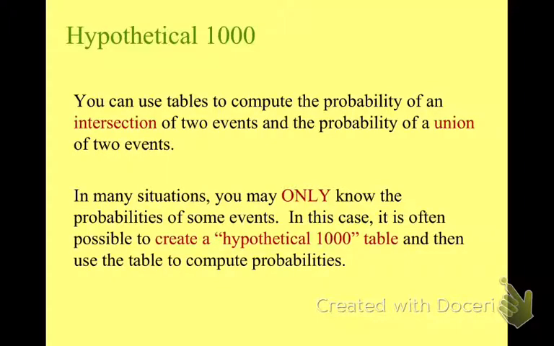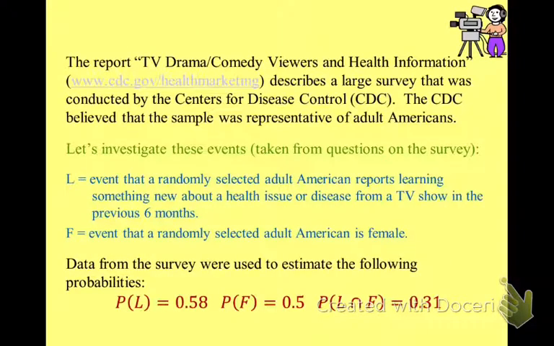And F is the random event that the adult is female. So here's data from the survey. There's a 58% chance that they've learned something new in the past 6 months. There's a 50% chance of being female. And the probability of both is 31%. So I have all this information, but I cannot answer every single type of problem that they're asking me for. So I want to create what we call a hypothetical 1000 table from that.